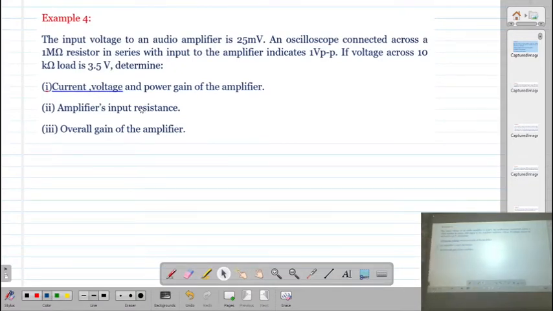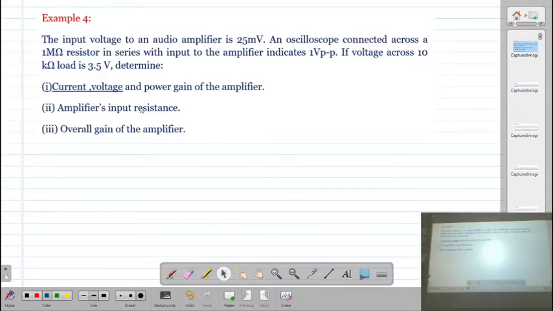So what is the first numerical? The input voltage to an audio amplifier is 25 millivolt. An oscilloscope connected across a 1 mega ohm resistor in series with the input to the amplifier indicates 1 volt peak to peak. If the voltage across the 10 kilo ohm load is 3.5 volt, then determine the current, voltage and power gain of the amplifier.